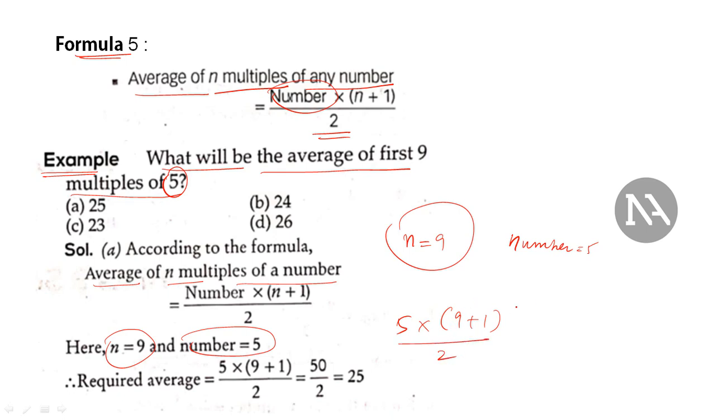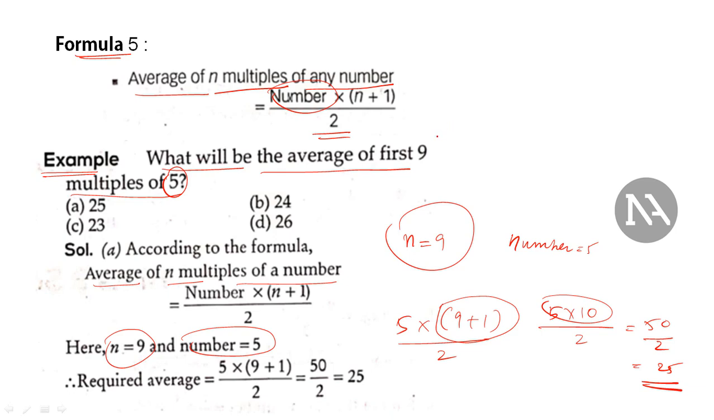Now we will just add these numbers. 9 plus 1 is 10. After completing the bracket, if you multiply these two, that will give you 50 divided by 2, that is 25, right? So this formula is used to find out the average for n multiples of any number.